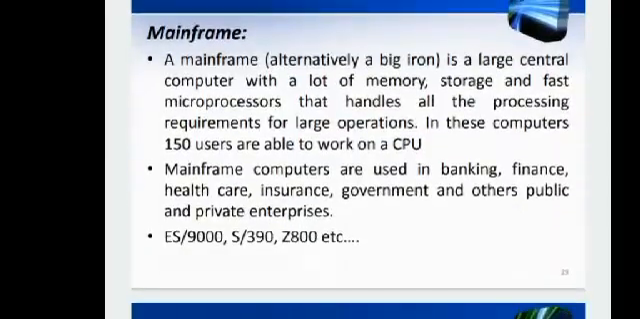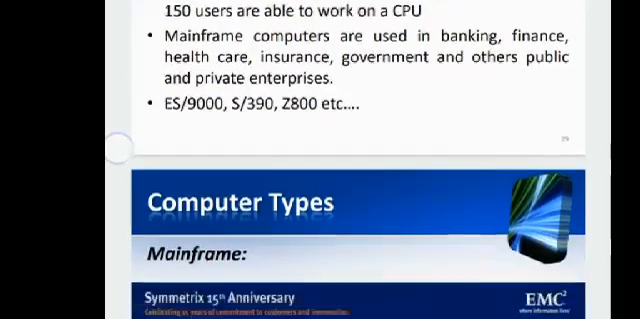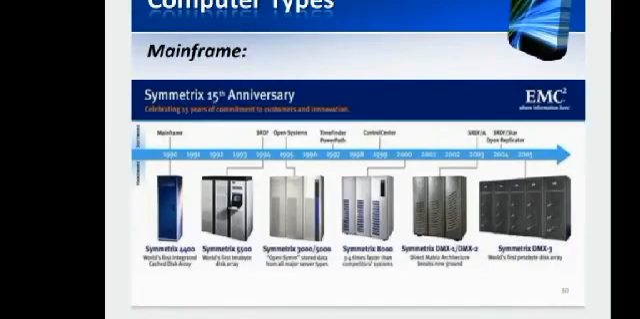Now the second computer is the mainframe computer. It is alternatively called big iron. It is a large central computer with a lot of memory, storage and fast microprocessors that handles all the processing requirements for large operations. In these computers 150 users are able to work on a CPU. Mainframe computers are used in banking, finance, healthcare, insurance, government and other public and private enterprises. ES9000, S390, Z800 etc. are examples of the mainframe computer. And here you can see the picture of the mainframe computer.